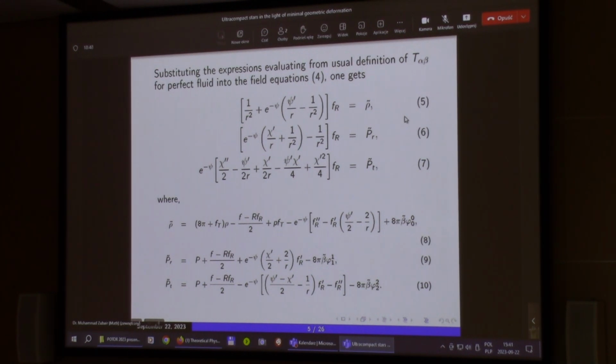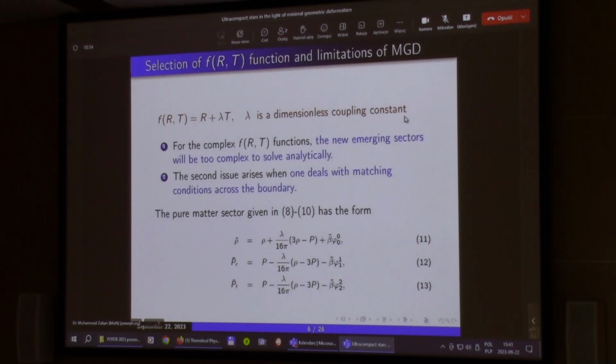So to apply this approach in different theories, we have to pick up the function f(R,T). Now there are different possibilities, but in this scheme I have picked up the very simplest case, like f(R,T) = R + λT, which involves a minimal coupling between R and T. Why do we pick up this model?